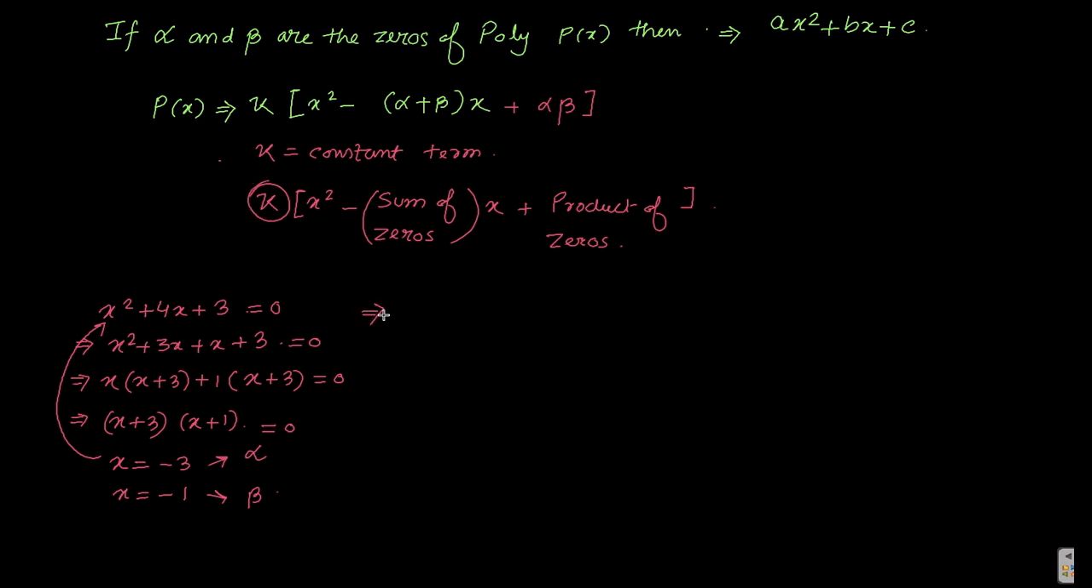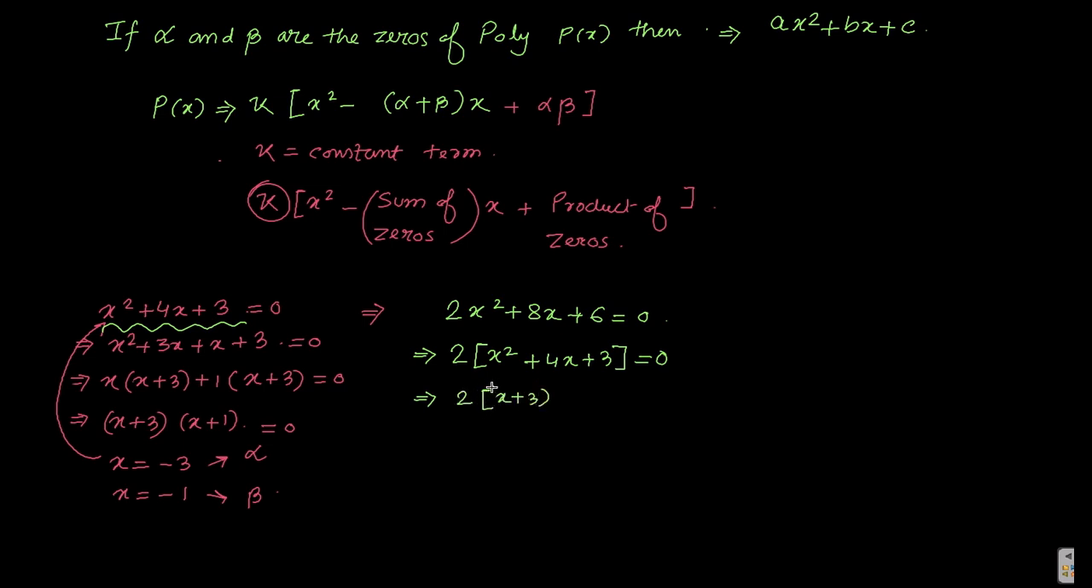Now we rewrite this equation in the form 2x square plus 8x plus 6 equals 0. Taking 2 as a constant, it becomes x square plus 4x plus 3 equals 0, and factorizing this term, we get 2 into x plus 3 into x plus 1 equals 0.